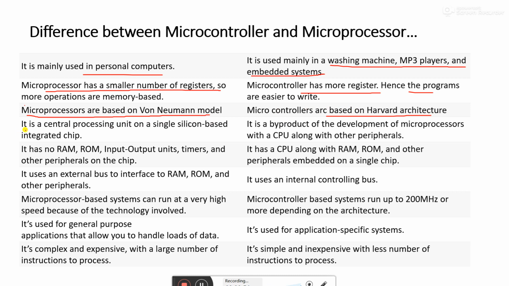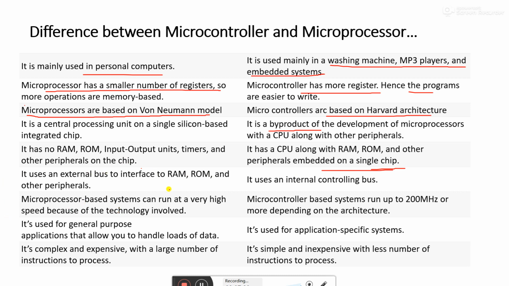A microcontroller is a central processing unit on a single silicon chip. It is a byproduct of the development of the microprocessor, with the CPU along with other peripherals: RAM, ROM, input output units, timers, and other peripherals. The CPU along with the RAM, ROM, and other peripherals are embedded on a single chip. This is a very important thing. Whenever it comes in an exam, you need to write only 5 or 6 differences. You should know these differences so that you can develop embedded system type of things.